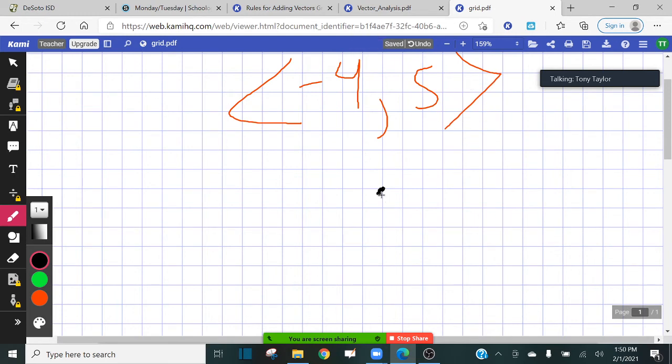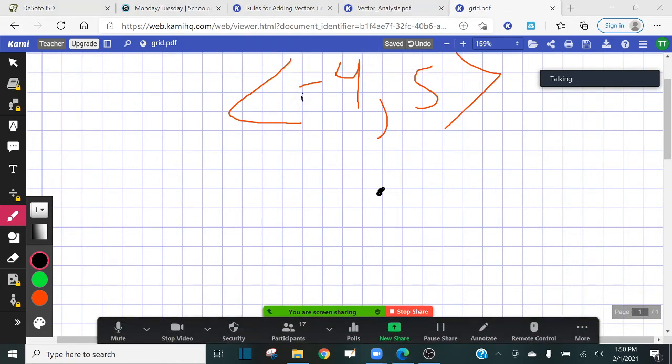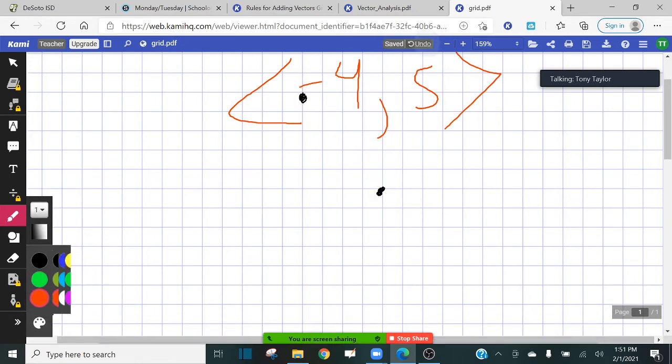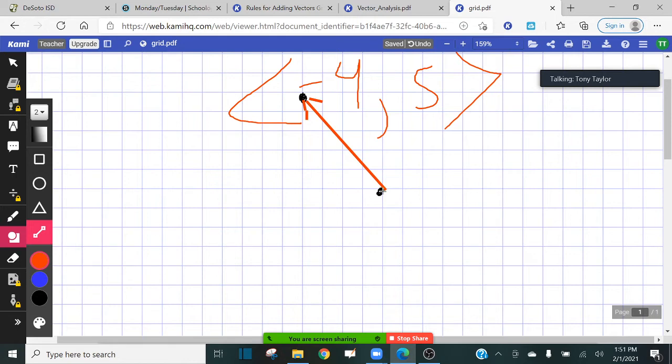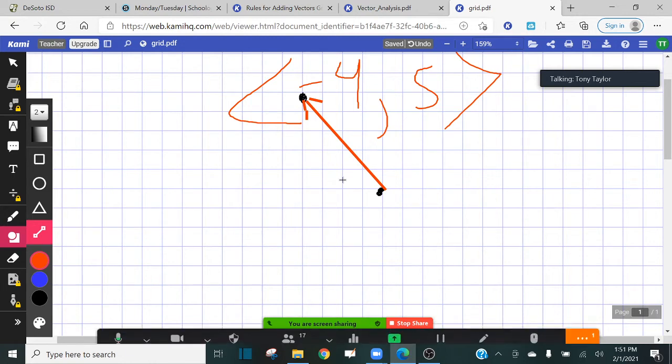decide to start from this point right here, I will count 4 units to the left, 1, 2, 3, 4, and I will go 5 units up. 1, 2, 3, 1, 2, 3, 4, 5. So this is my ending point, and then I would draw my arrow like this. So that arrow that I just drew in red, that is the vector -4, 5, because I went 4 units in the x direction and I went up 5 units. So hopefully this is ringing a bell and everybody remembers this.